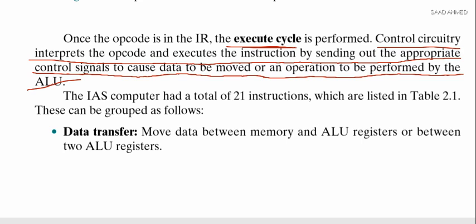And the IAS computer has a total of 21 instructions. This is very few instructions. Even if you look at today's scientific calculators, there we have hundreds of functions. Each instruction means it can be an addition instruction, subtraction, multiplication, division, increment, decrement, and so on. So these are basically classified as instructions. The IAS computer, which we are discussing right now, had only 21 instructions.